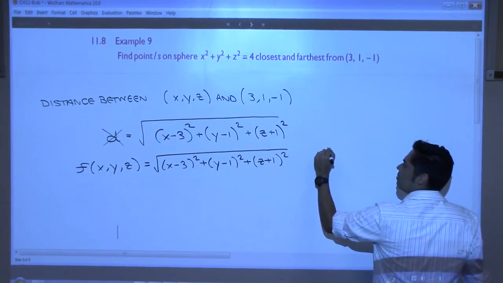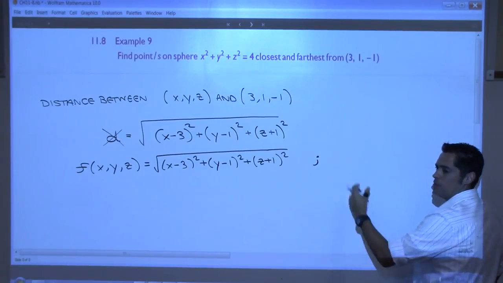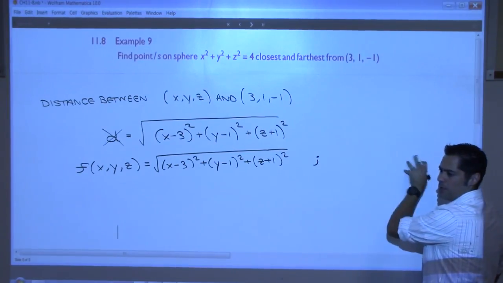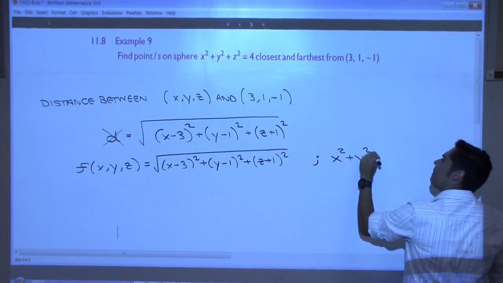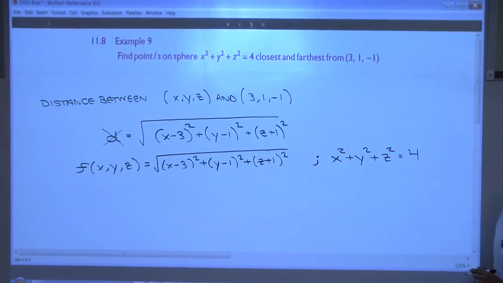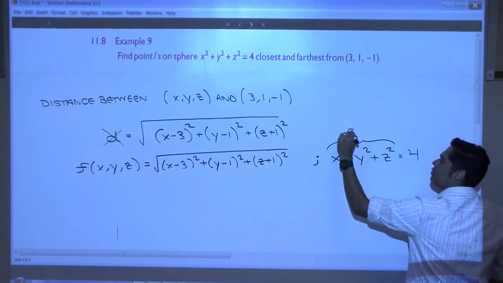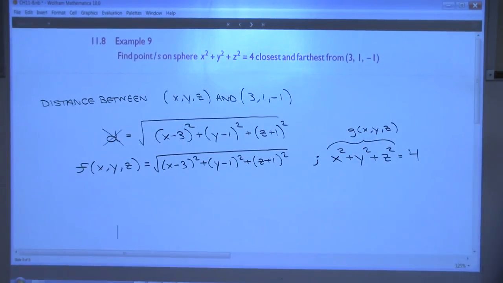So constraint, the book uses a semicolon to, when you're doing your homework, they say here's the objective function, and then they put the constraint next to it. So like this. Okay, so that's our constraint. Then the left side of this is our g of x, y, z. Follow?